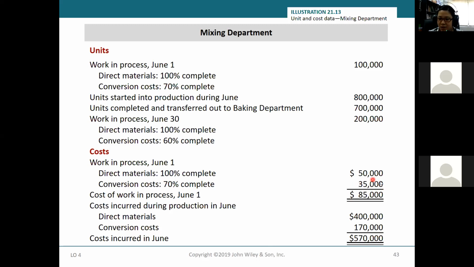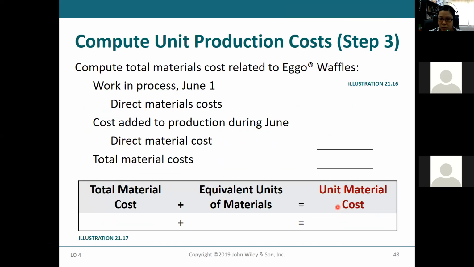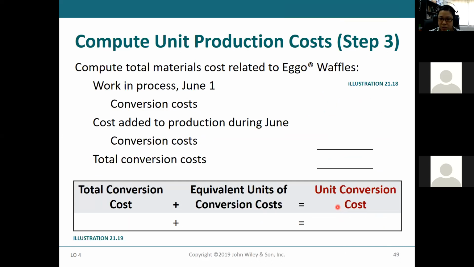How much conversion cost that I used during June? 170,000. Good. So 35,000 plus 170,000. How much is my total conversion cost? 205,000. Correct. So my total conversion cost is 205,000 and I divide by equivalent unit of conversion cost.